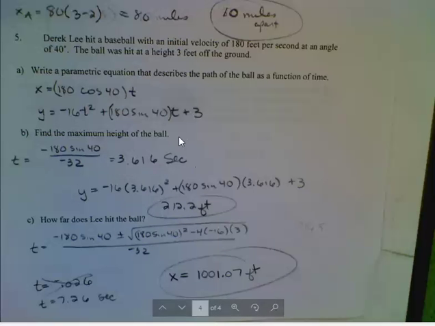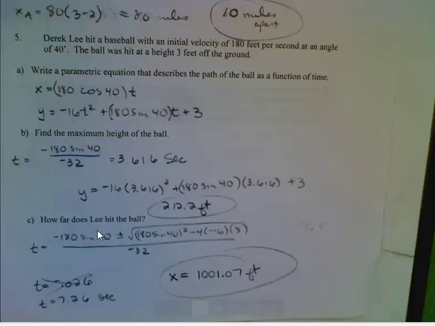Label it seconds so you know that, okay, that's a time. Then I really want to know what is the height. So I need to know the y value at that time. So show me that you're plugging in 3.616 seconds into your y equation, and I get 212.2 feet. Make sure again you label that. How far does Lee hit the ball? So now you're thinking, okay, from where it started, where does it hit the ground?